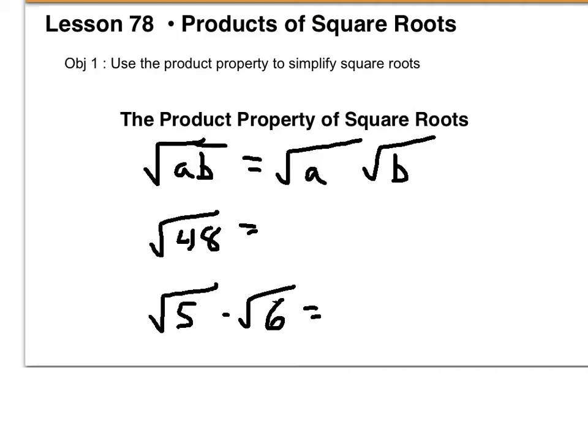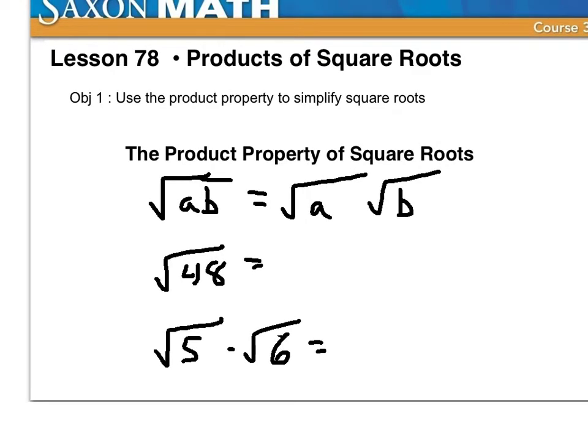Welcome back. We are on lesson 78. We are talking about products of square roots. And your objective is right here. Get it written down and we'll get started.